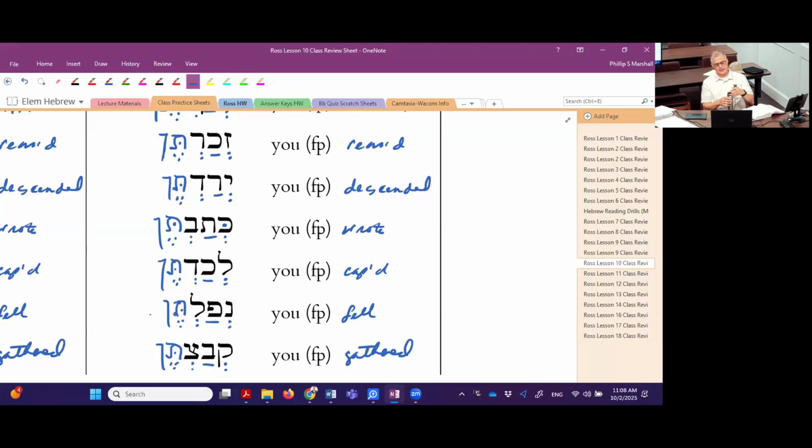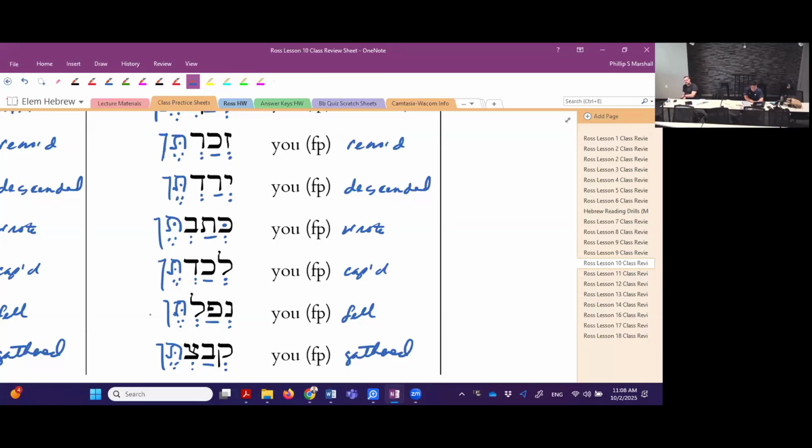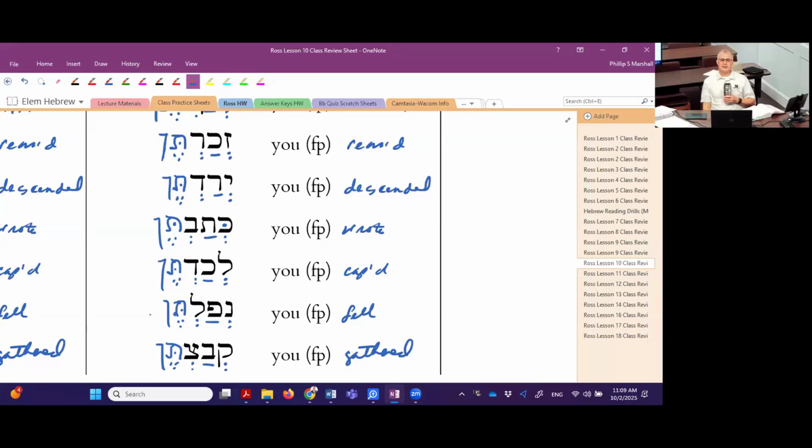From here on out, when you're doing 2FP, you should just think, that's going to have a vocal shva under that first consonant. Okay, and then when we translate that, should we translate it as you all fell, you all descended, or just say you wrote? You could say you all or y'all to make it clear that it's plural and not singular, but you don't have to. It's not absolutely required. On my test, in order to test that you know the difference, I'm going to use you versus y'all. So when you're making choices, the you will be the singular and y'all or you all will be the plural.